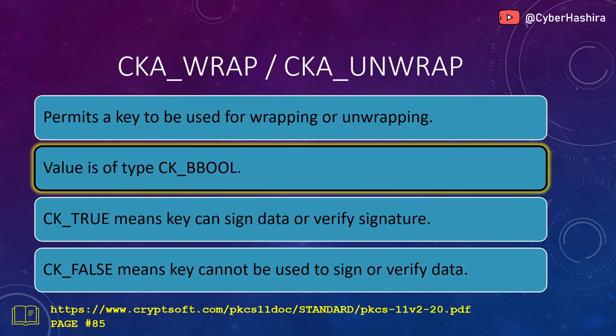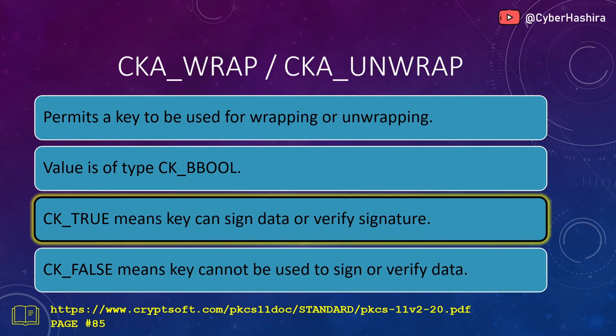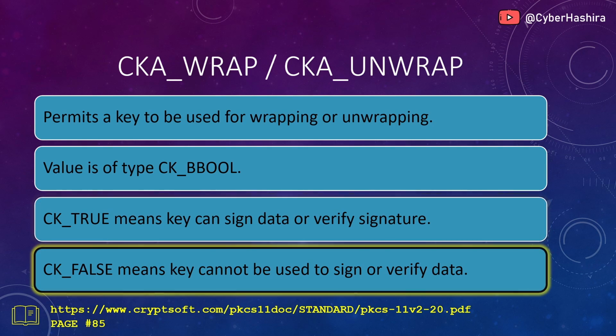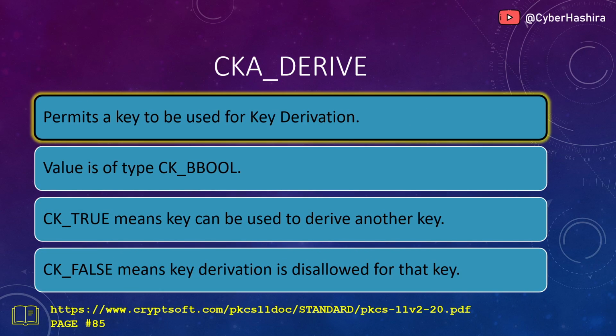The value of CKA_WRAP and CKA_UNWRAP is of type Boolean. If CKA_WRAP attribute of a key is set to true, then that key is allowed to wrap another key. If CKA_UNWRAP is set to true, then that key is allowed to unwrap a wrapped key. You can disable the ability of a key to wrap or to unwrap by setting CKA_WRAP or CKA_UNWRAP as false. CKA_DERIVE permits a key to be used for key derivation.